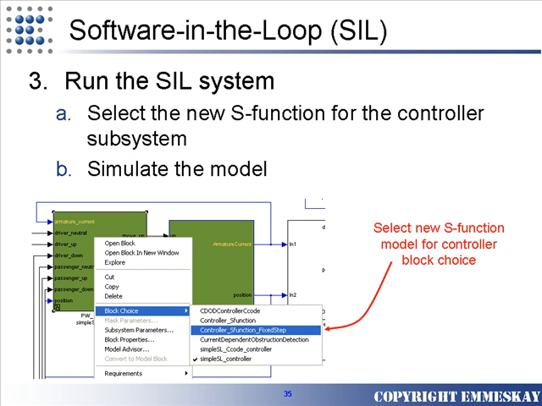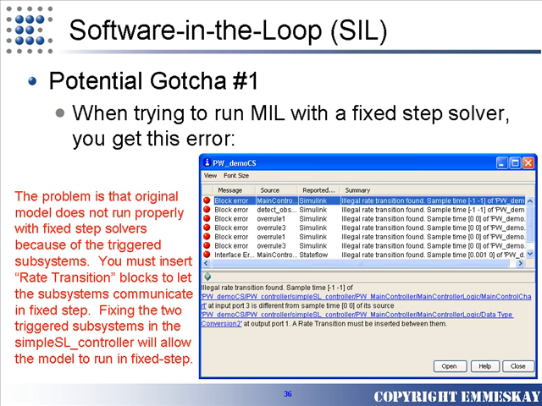Back in the main model, we can now right-click on the controller subsystem and select the S function that we just generated. This will allow us to simulate the model using that S function. We've now run SIL.